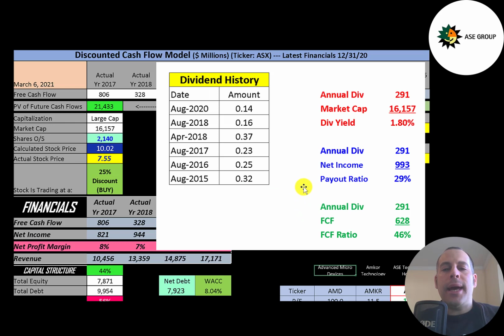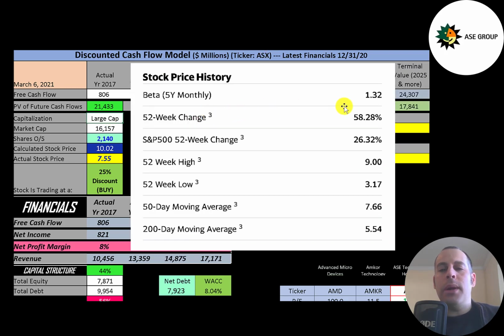This company pays an annual dividend, and their dividend payment is very volatile. It's up and down. They currently pay a 1.8% dividend yield. They pay out 29% of their net income and 46% of their free cash flow. They have a beta of 1.32, so the stock is a little more volatile than the market. The stock has gone up 58% in the past 52 weeks, while the S&P 500 went up 26%. The 52-week low was $3.17, the high was $9.